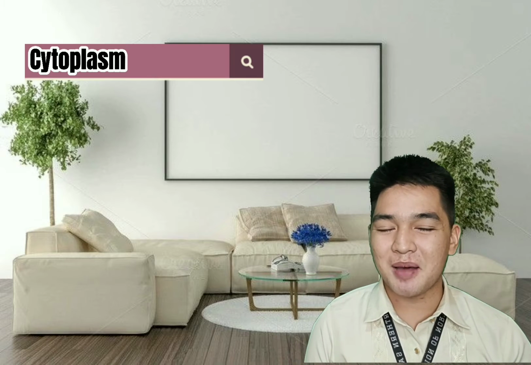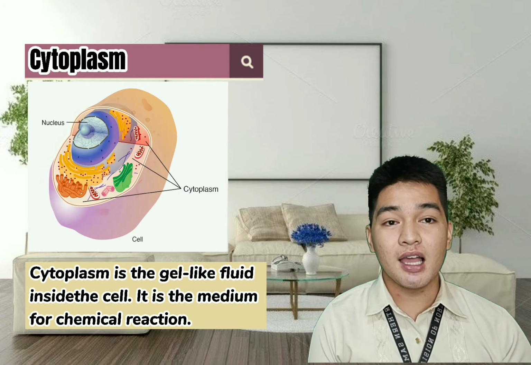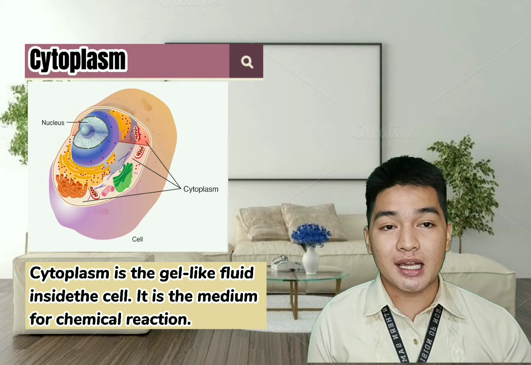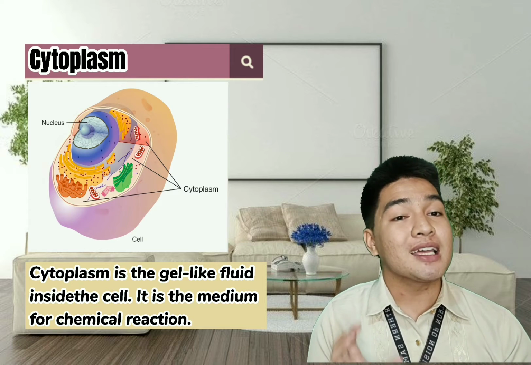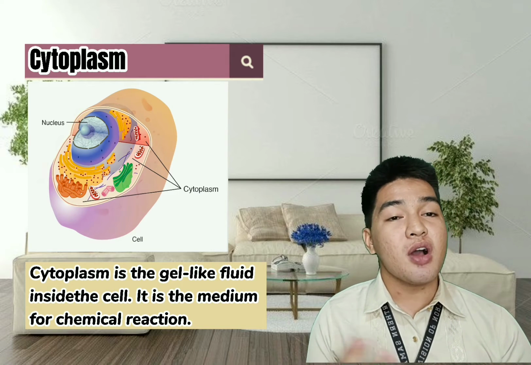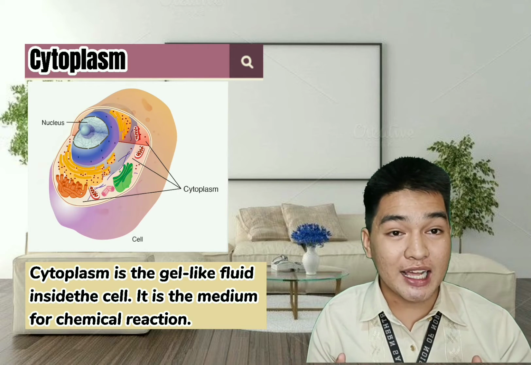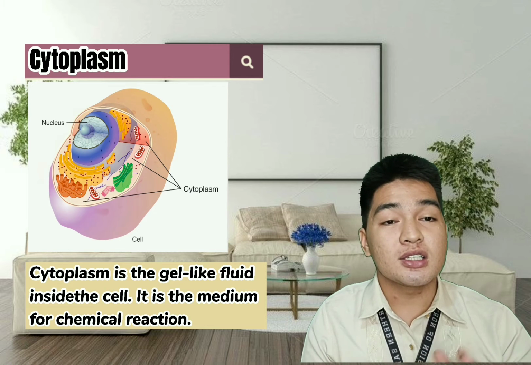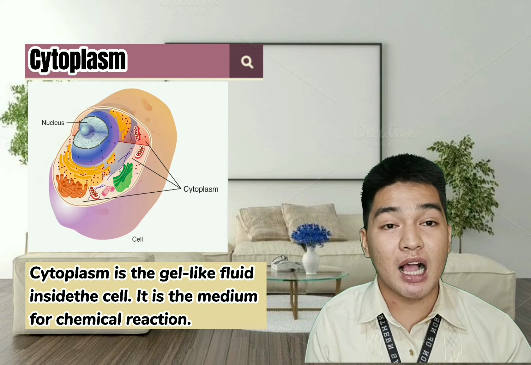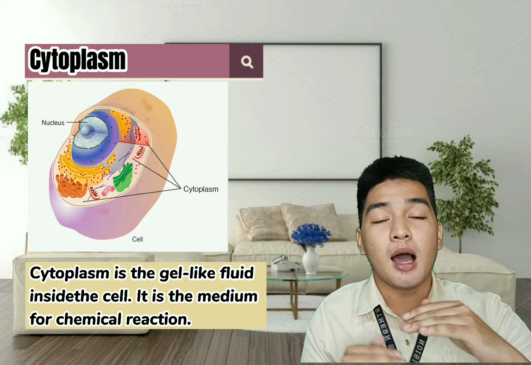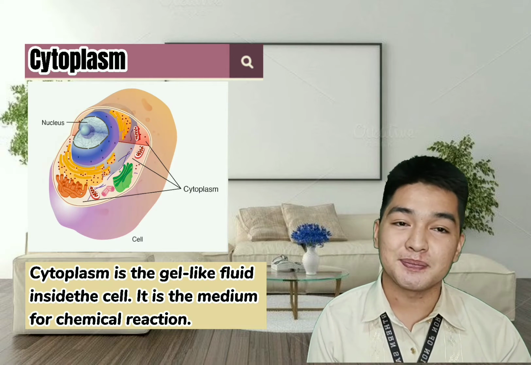Second is cytoplasm. Cytoplasm is a gel-like fluid inside the cell where most organelles of the cell are located. It is the medium for chemical reaction. So ang organelles, dyan mo makikita halos lahat ng organelles ng cell. Kumbaga, siya yung boxing ring ng mga chemical reaction kasi dun nagta-take place yung mga chemical reactions sa cytoplasm.